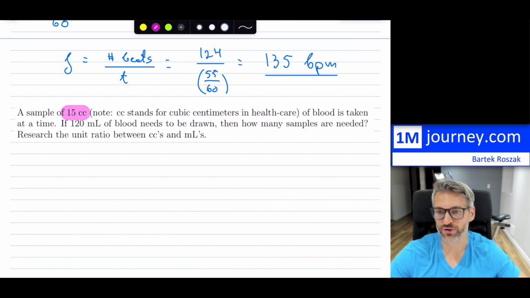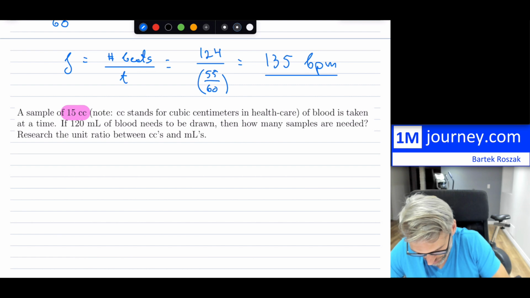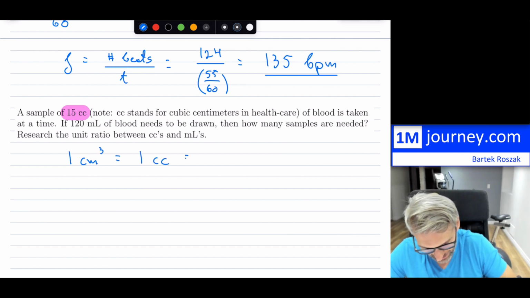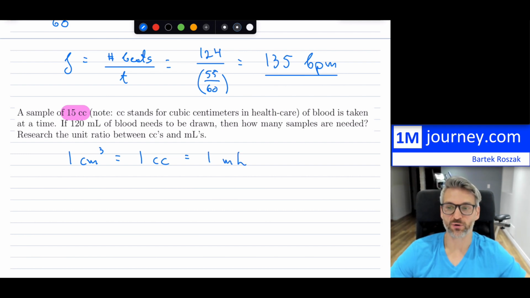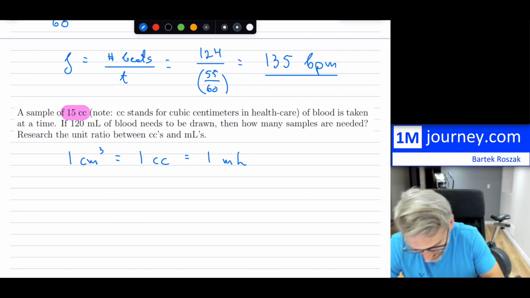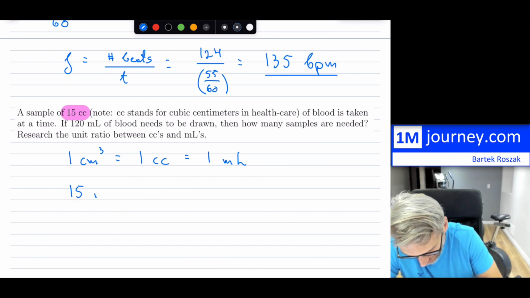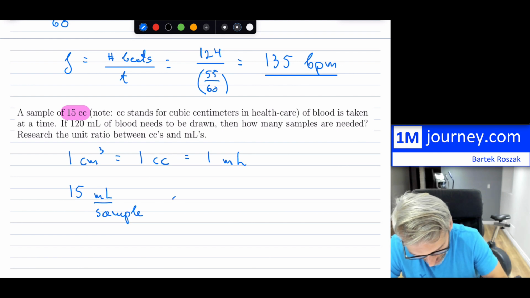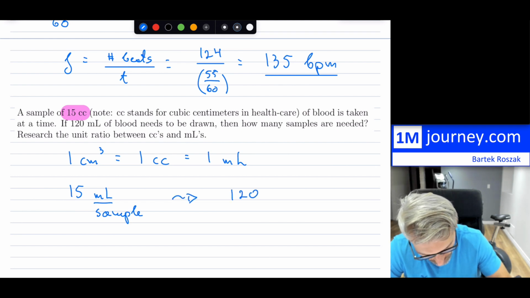Now, it says to research the unit ratio between cc's and milliliters. I'm not going to research that for you, you can certainly do that. But cc stands for cubic centimeters, so when we write 1 cc, that is equivalent to 1 milliliter. We basically approximate it by 1 milliliter. So that means we have 15 milliliters per sample, and we are supposed to draw out 120 milliliters.